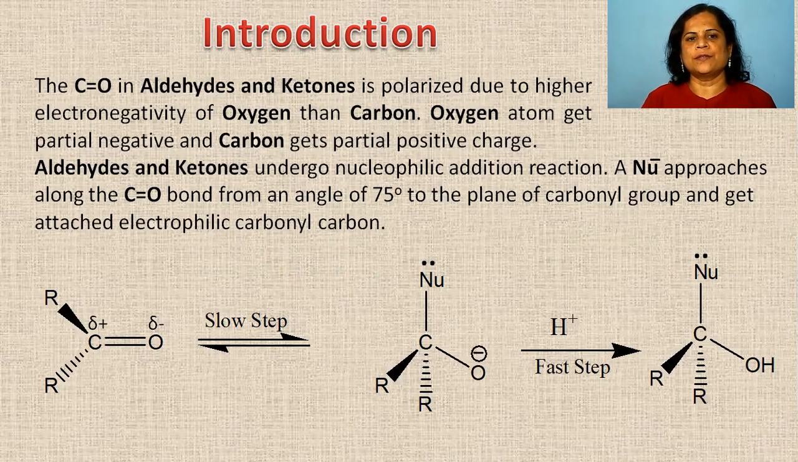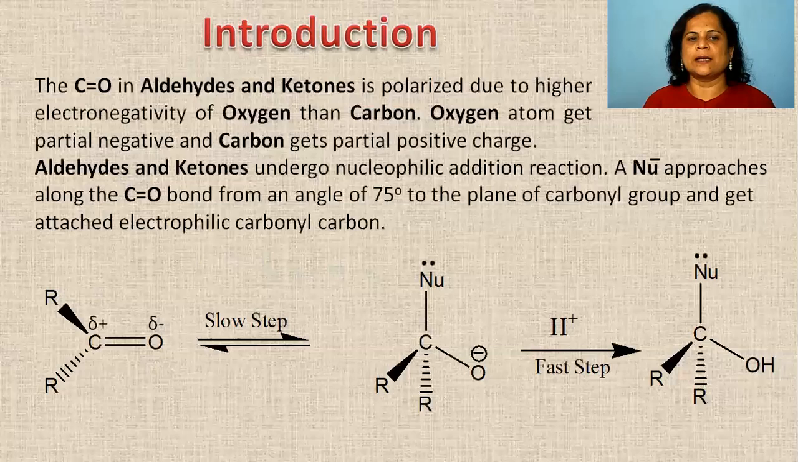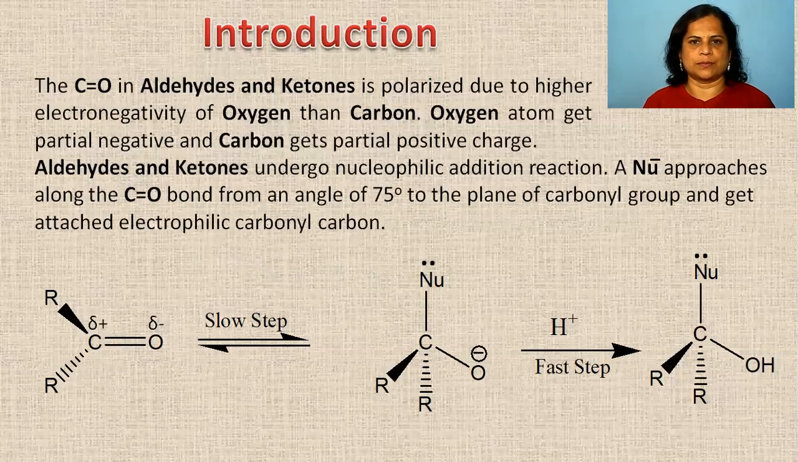In the structure of aldehydes and ketones, the carbonyl group is polarized due to the higher electronegativity of oxygen than carbon. The oxygen atom gets a partial negative charge and the carbon gets a partial positive charge. Aldehydes and ketones undergo nucleophilic addition reactions. The nucleophile approaches the carbonyl carbon atom at an angle of about 75 degrees to the plane of the carbonyl group and gets attached to the electrophilic carbon.